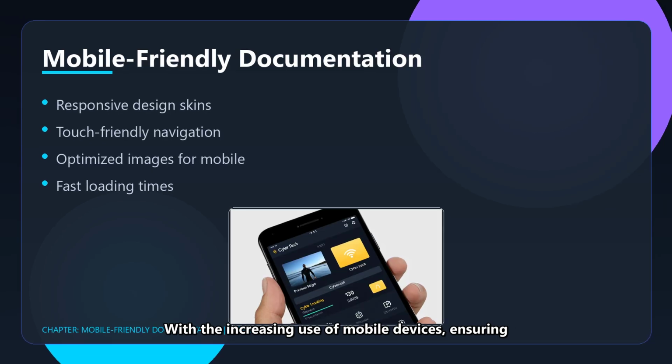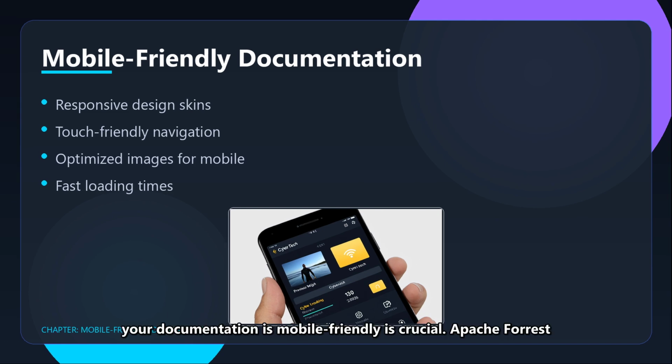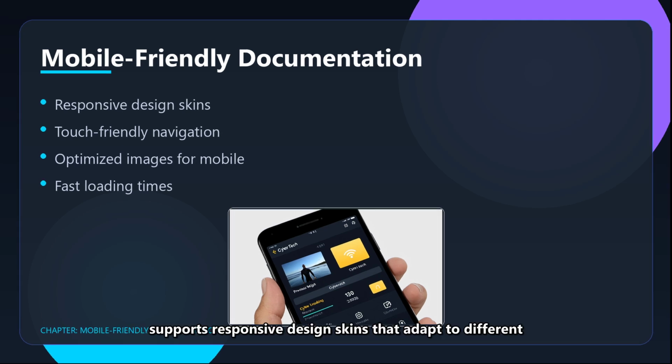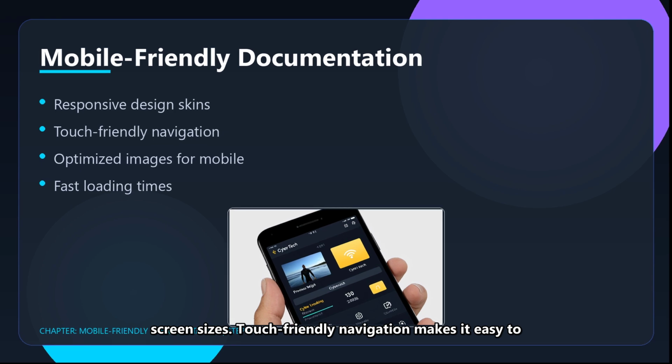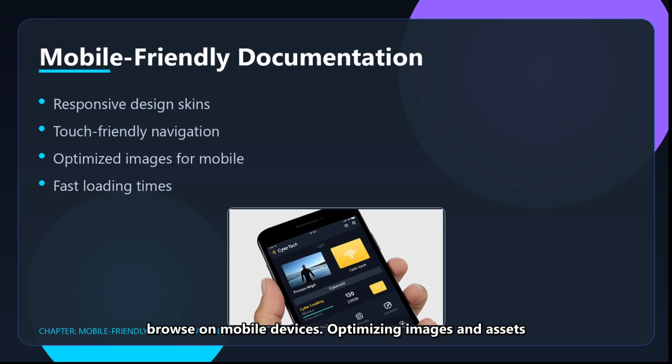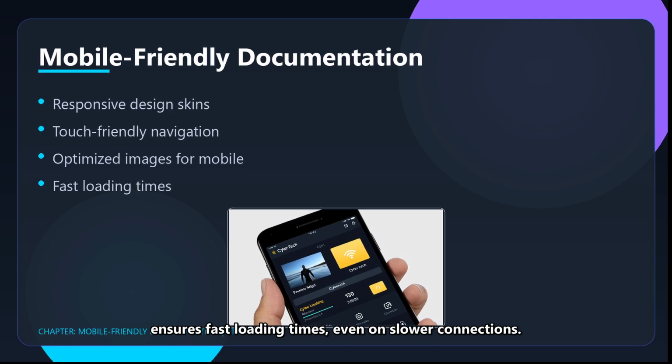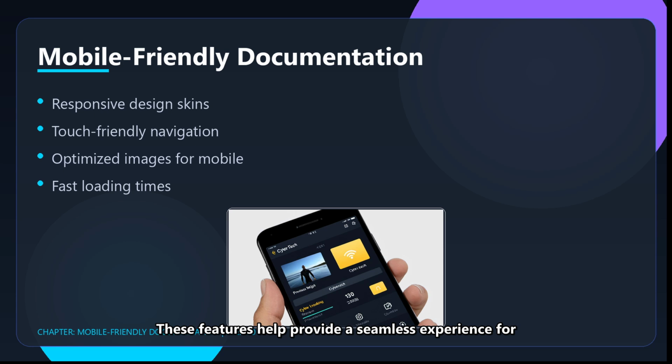With the increasing use of mobile devices, ensuring your documentation is mobile-friendly is crucial. Apache Forrest supports responsive design skins that adapt to different screen sizes. Touch-friendly navigation makes it easy to browse on mobile devices. Optimizing images and assets ensures fast loading times, even on slower connections. These features help provide a seamless experience for users accessing your documentation on the go.